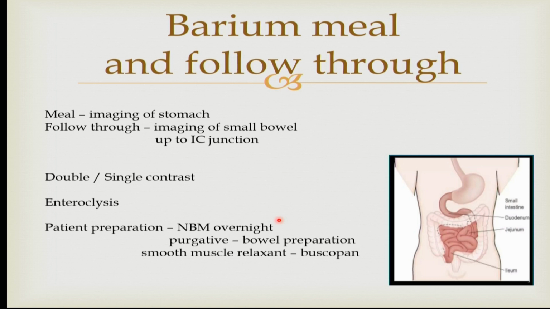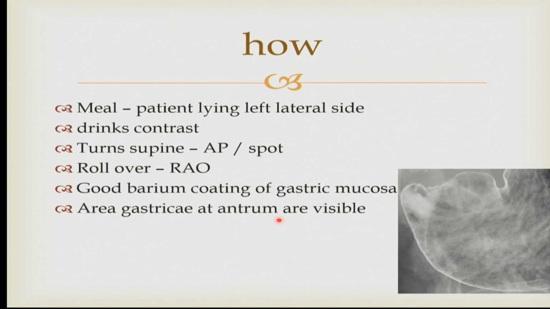So meal is actually an imaging of the stomach, and follow through is imaging of the small bowel until the IC junction. It can be done in single or double contrast, and there is something called enteroclysis that we should know of, wherein the tube is passed beyond the gastric antrum, and then we avoid the steps of swallow and meal, and we visualize directly the barium lining the small intestine. So that is enteroclysis. How is it done?